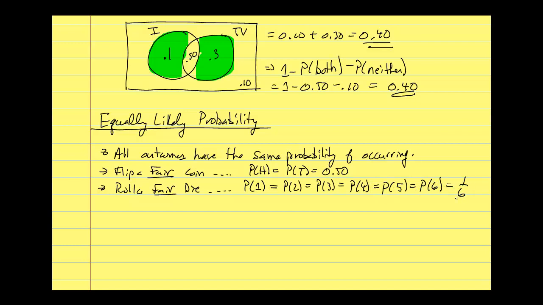Now notice all of these probabilities are between 0 and 1, and if I talk about summing up these probabilities, they would sum to 1 as well. So equally likely probabilities basically means all the outcomes in the sample space have the same chance or the same probability of occurring.